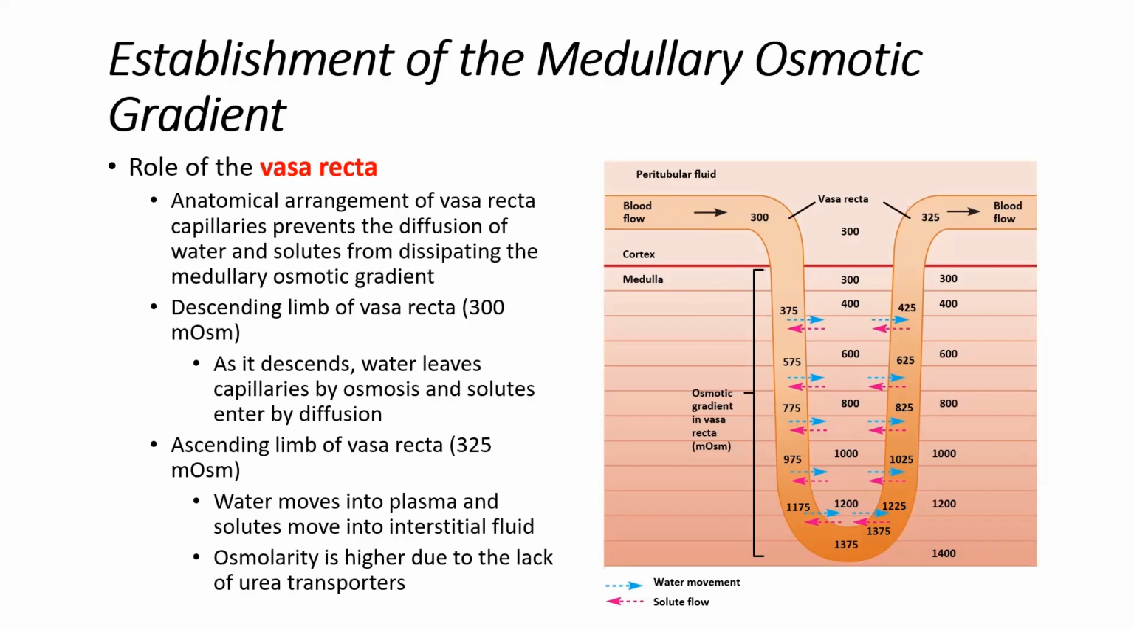Okay, so water is leaving by osmosis and solutes are entering by diffusion, but it's really important to understand where those solutes are coming from because of the anatomical relationship between the descending limb of the vasa recta and the ascending limb of the loop of Henle.